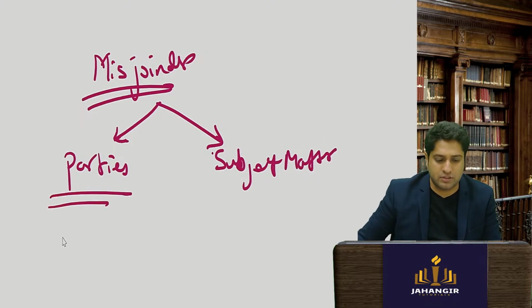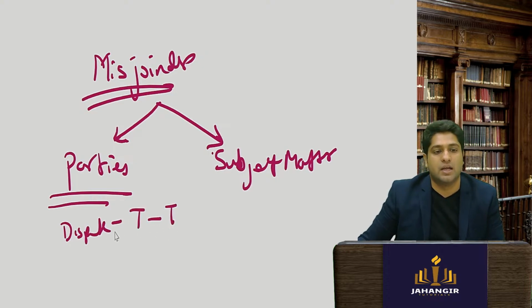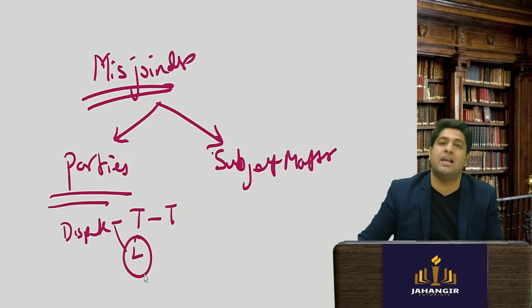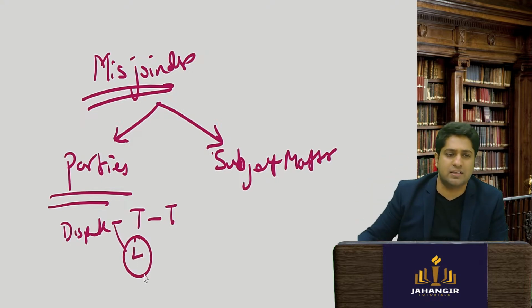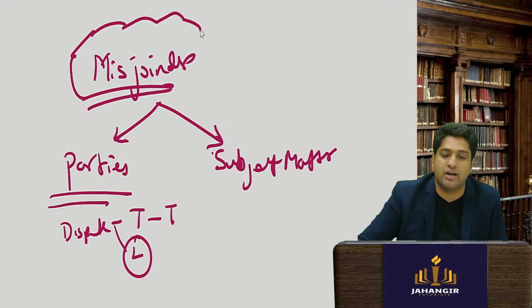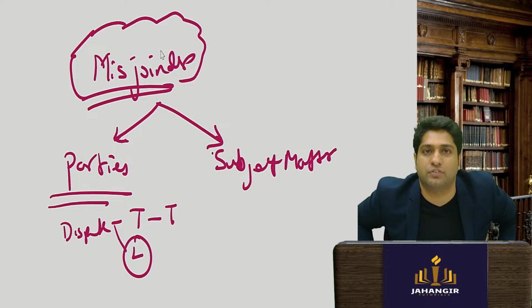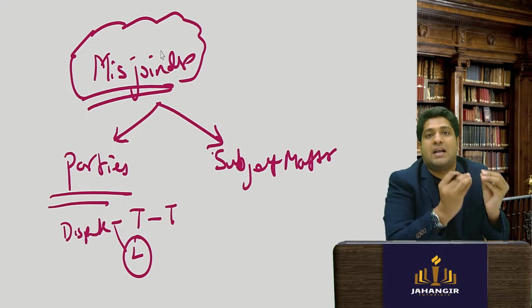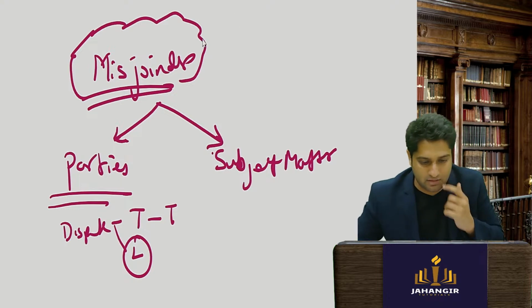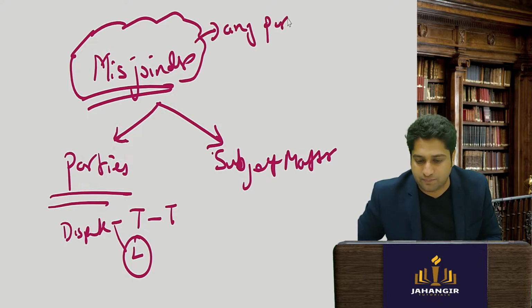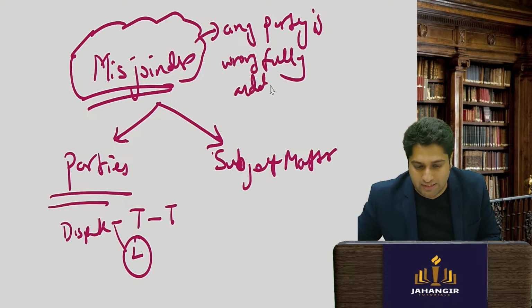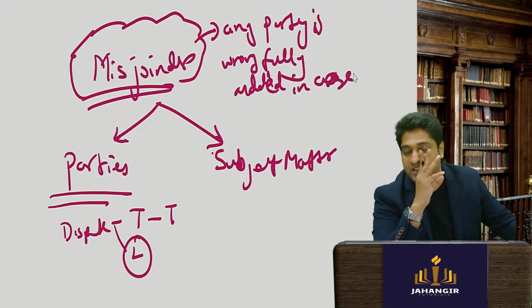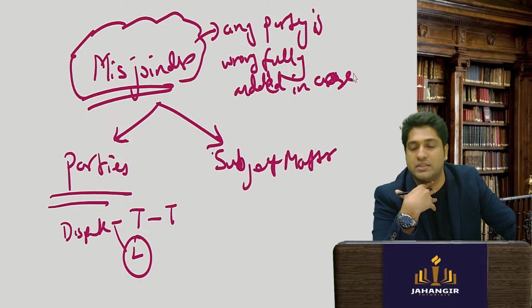Now, what happens? Let's say there was a dispute between tenant versus tenant. Now, in that case, one tenant added the landlord also in the case. So then the landlord will say, listen, it's a misjoinder of the case. What do you mean by misjoinder of parties? If any party is wrongfully added in a case, he can remove his name by filing a misjoinder of party application. That listen, you have wrongly joined me. I have nothing to do with this case.